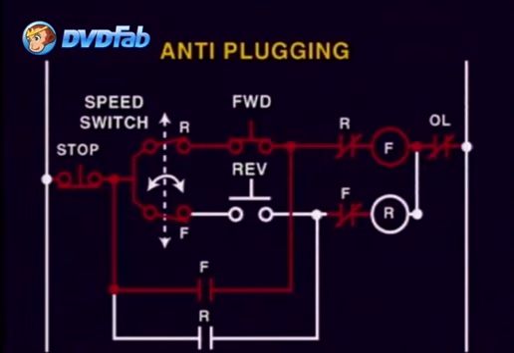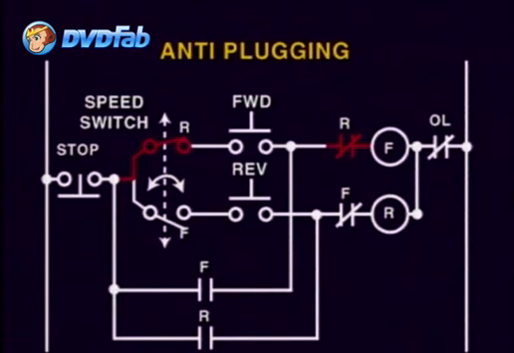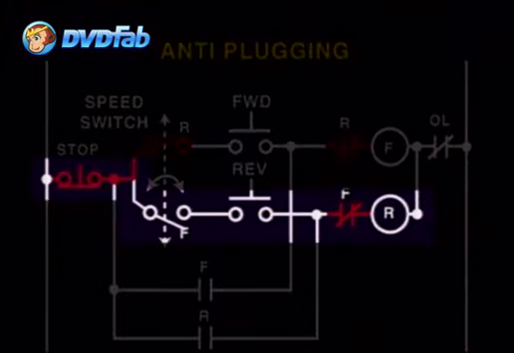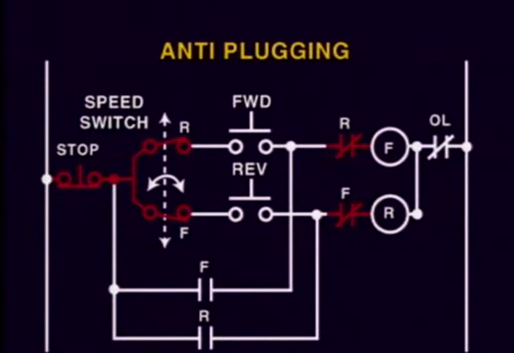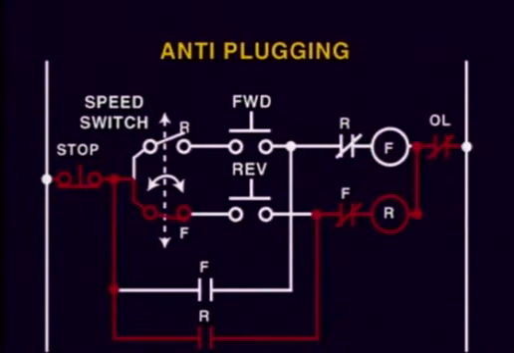If the motor is running in the forward direction and stop is pressed, the reverse will not be allowed until the forward rotation slows enough to close the forward contacts in the switch. At this point, the reverse can take place.